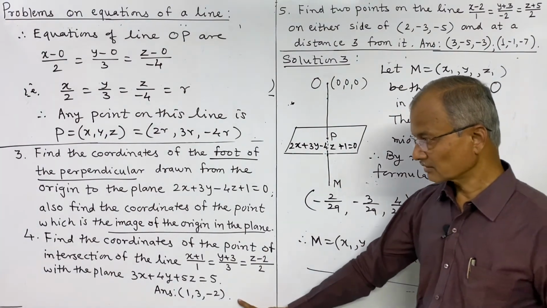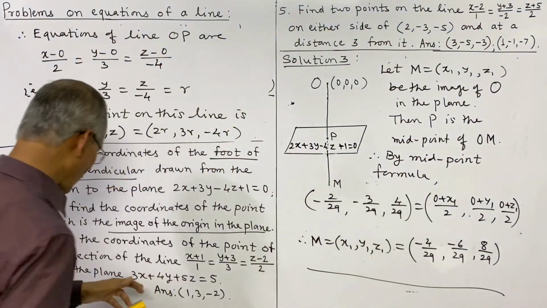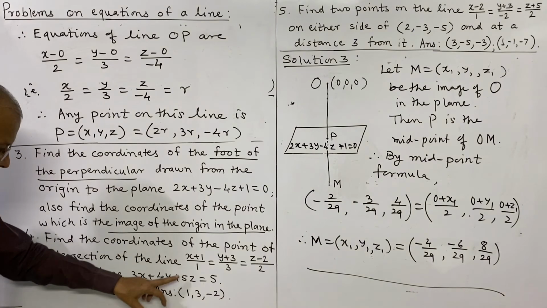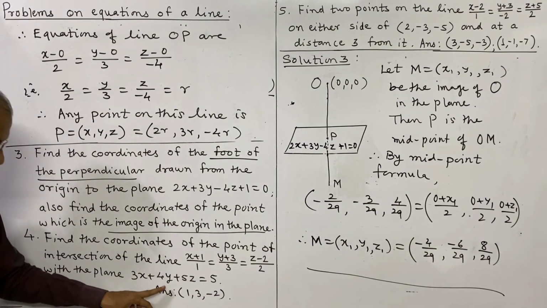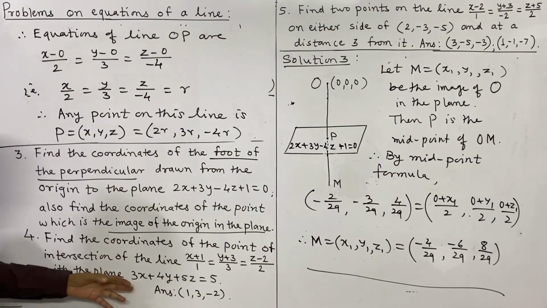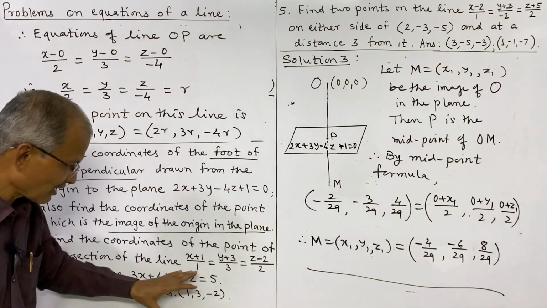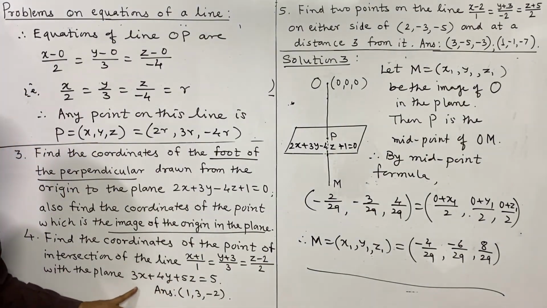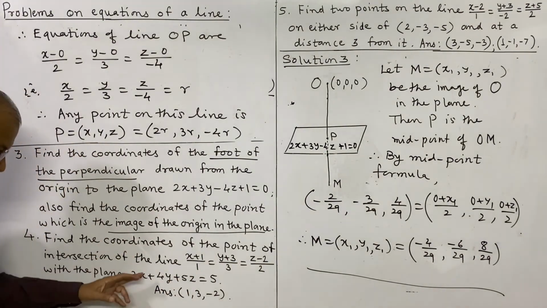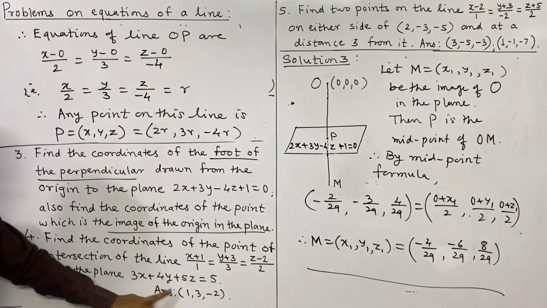I have written the answer here. Find the coordinates of the point of intersection of this line and this plane. We have solved this type of problem earlier. Let this be equal to r, write the general point, and that point is on the plane, which gives the value of r, and then from that you can get this point.